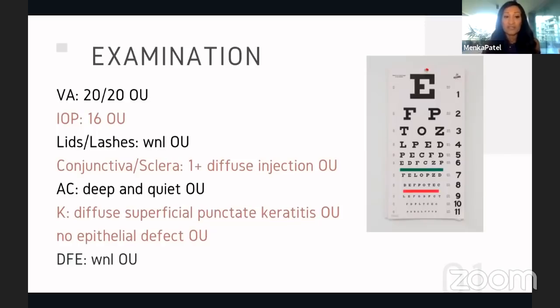The pressure is 16 in both eyes, and that's a normal pressure. Normal pressure generally tends to range from 10 to 21. Each eye can have a different pressure, but generally it's within about 2 to 5 points between the two eyes.